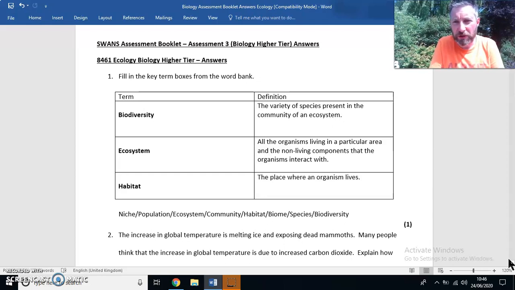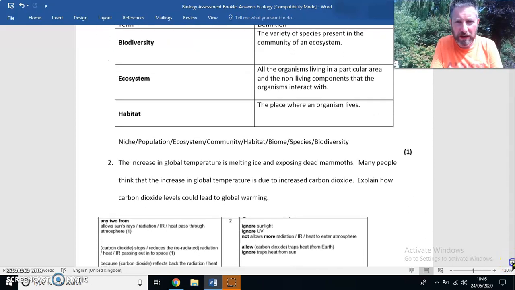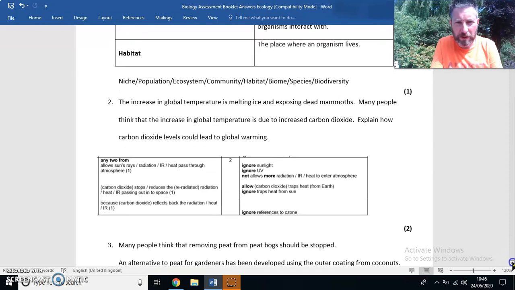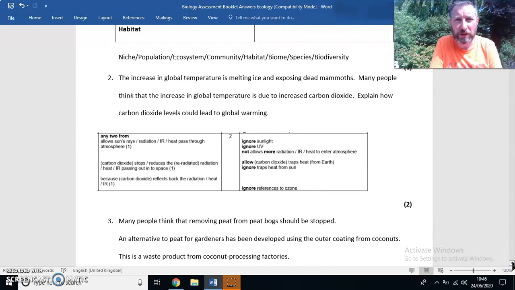So question 1, no problems, you all got that right. So you know your definitions, which is great, because you should do. Right, question 2 then was about global warming. It says some people, or most people, think the increase in global temperatures is due to an increased carbon dioxide. Explain how carbon dioxide levels could lead to global warming. So this is the mechanism of carbon dioxide trapping heat. So it's quite specific. How does carbon dioxide level lead to global warming?